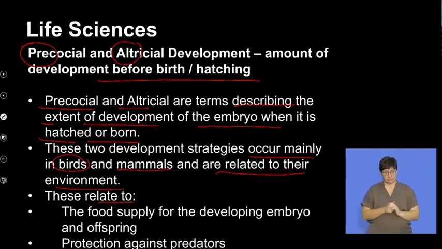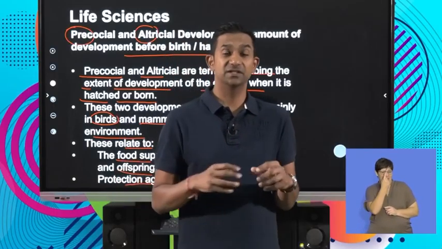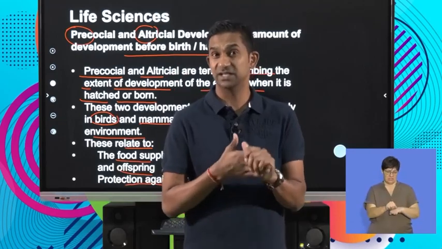And this relates to the amount of food available, so the food supply to the developing embryo and offspring, as well as the protection against predators. And so we will find that this often determines the success of animals in terms of the danger that they may face post hatching or being born. And so let's try and unpack this behavior in terms of a strategy for increasing their chances of surviving.